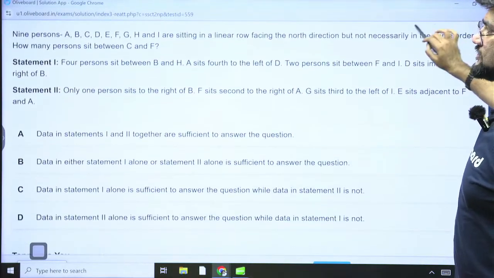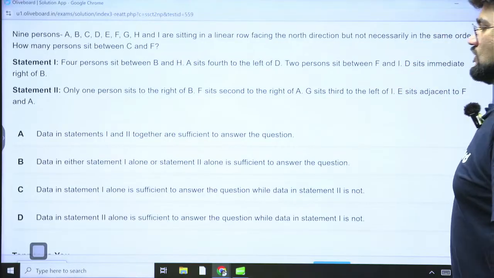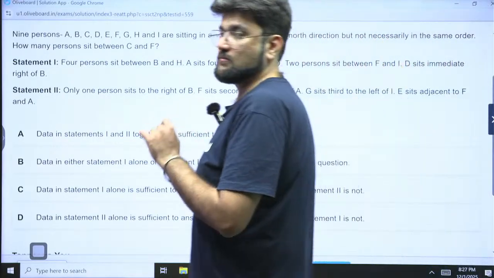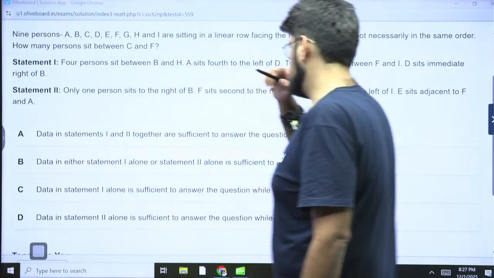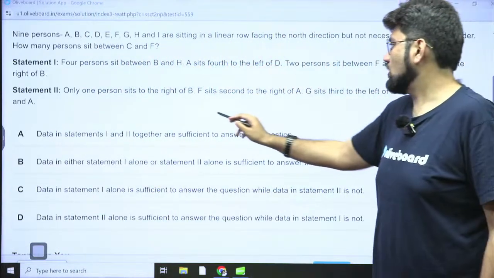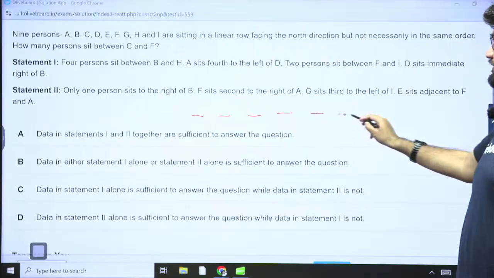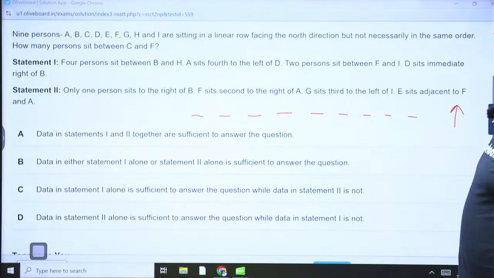Again, data sufficiency. Okay. Again, you can be very smart about this. Observe. 9 persons are sitting in a linear row facing the north. 1, 2, 3, 4, 5, 6, 7, 8, 9. Not necessarily in the same order.